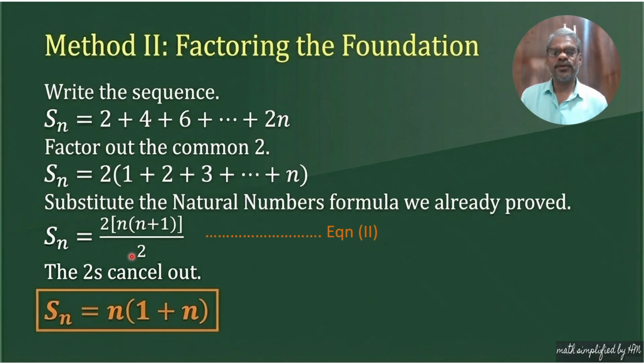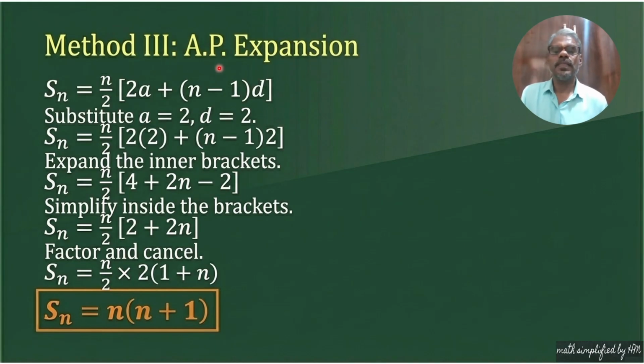Now the numerator 2 and the denominator 2 get cancelled out, and we get Sn = n(n + 1). Method 3, arithmetic progression sum formula expansion. Sn = n/2 [2a + (n - 1)d]. Substitute a = 2, d = 2 and n = n. So we get Sn = n/2 [2 × 2 + (n - 1) × 2].